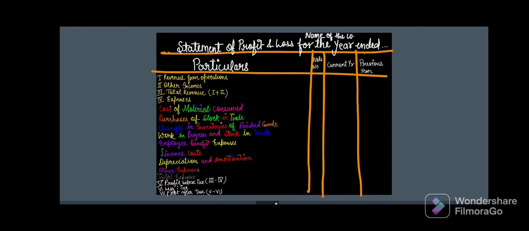Now revenue from operations, I have already told in the previous video, refers to sales. Then when we talk about total expenses and total revenue, we come to profit before tax, which is 3 minus 4. Here 4 is total expenses. So total revenue minus total expenses will give you profit before tax. After having profit before tax, you have to deduct tax, and then you will get profit after tax, and that's how you complete your profit and loss account.